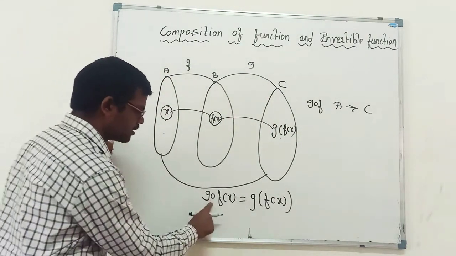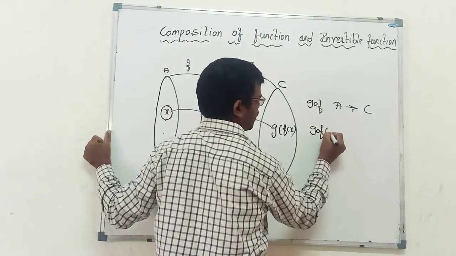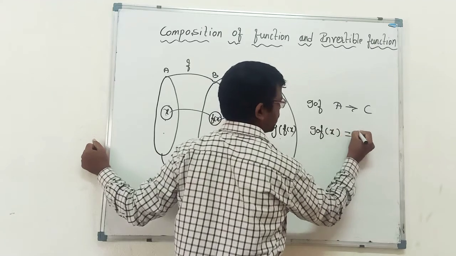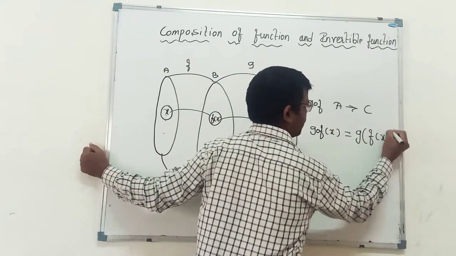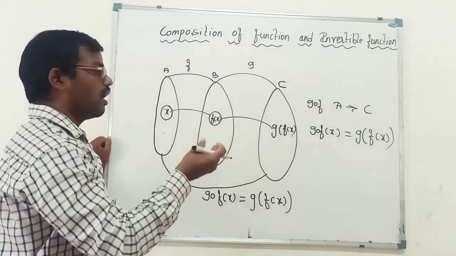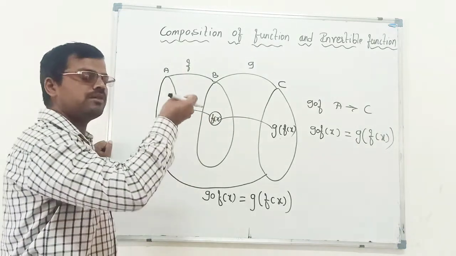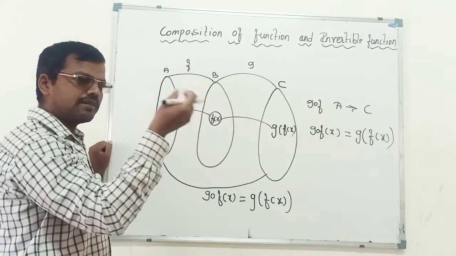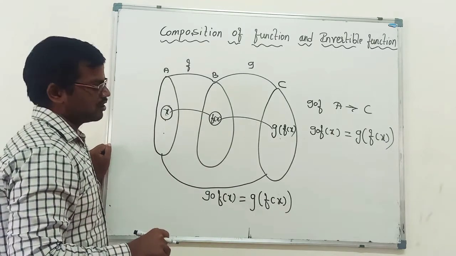And how is it defined? That is, g composition f of x is defined by g of f of x. The definition of the function goes on the basis of for which element we are getting the image, how the images we are getting. On that basis we are defining the definition of the function.